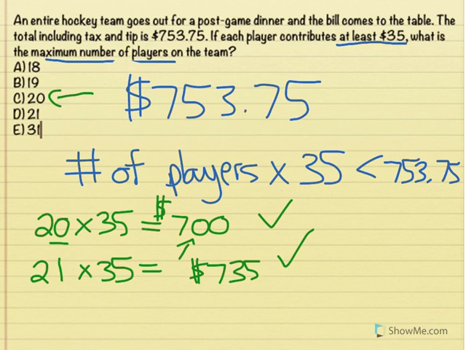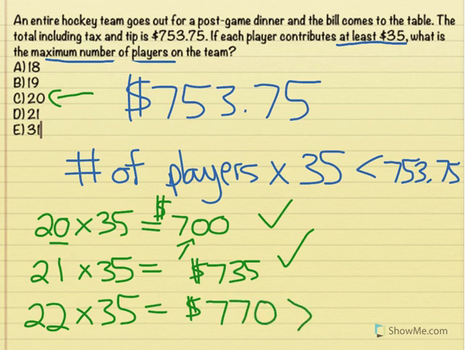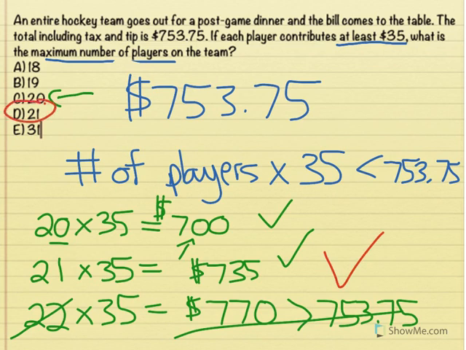Then you could go to the next highest and say, well, the next answer is 31. We know that's going to be way higher, so we probably already know our answer. But even if you just added one more player, even though that's not an answer, times 35, we would add another 35 onto this amount. So 735 plus 35 is 770. And we can see that that's greater than 753.75, which is no good. We didn't want that. So 22 cannot be a number. So it can't be higher than 21. So our maximum number of players is 21, which is part D.